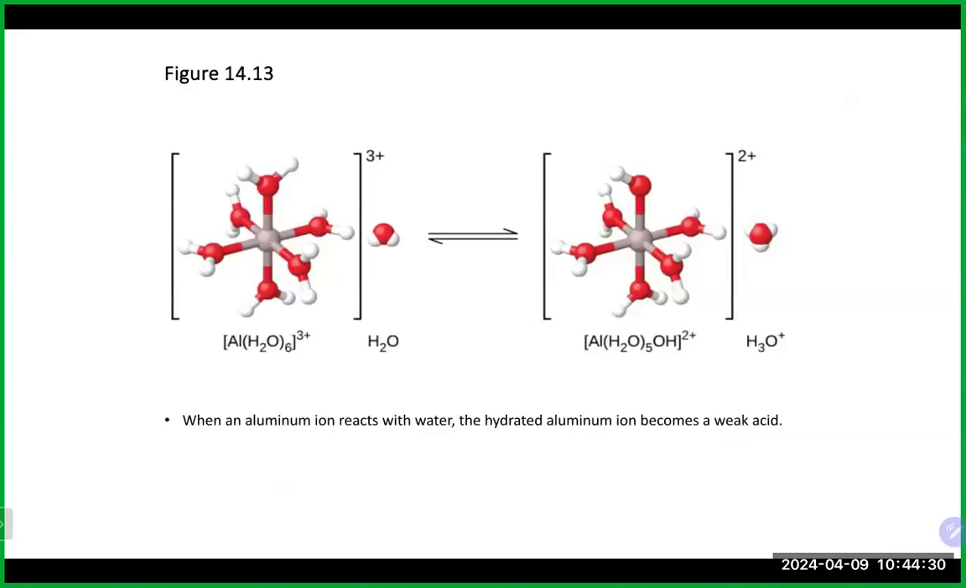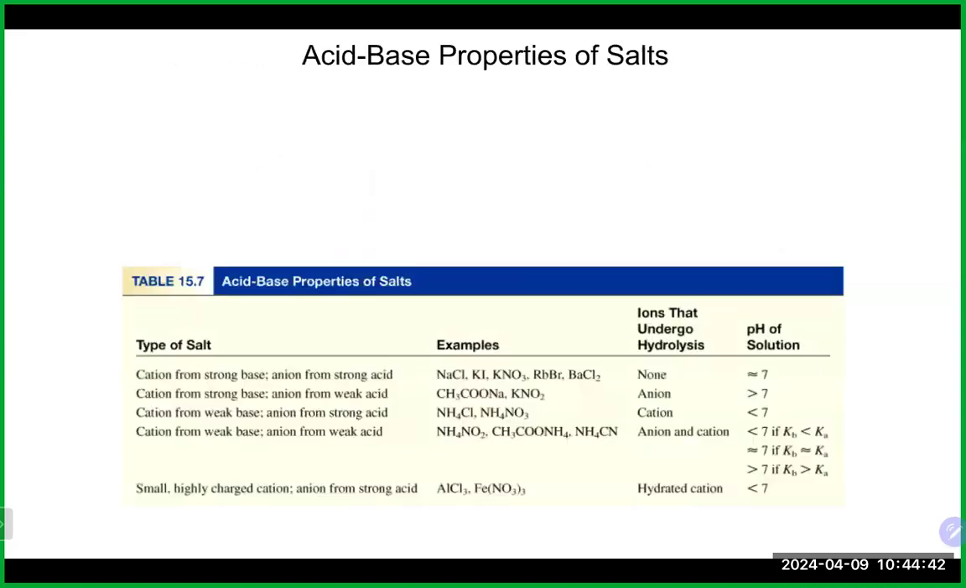Here's a prettier picture of the aluminum that I drew. But again, you can see basically this is the aluminum in the middle. We have our oxygens there. And again, it's just going to grab off one of those and make our H3O plus.